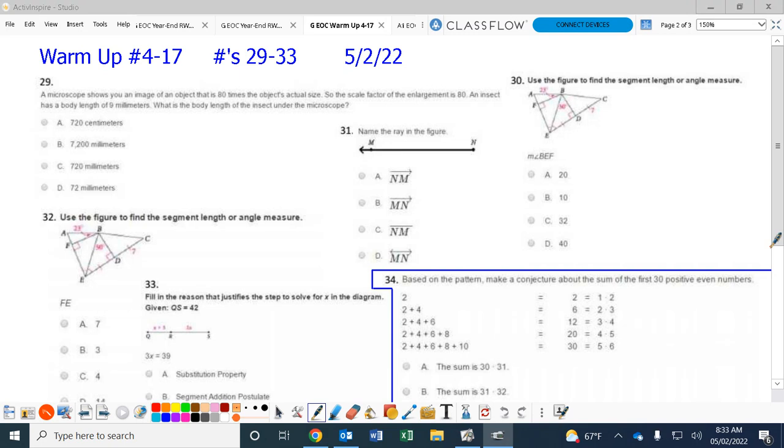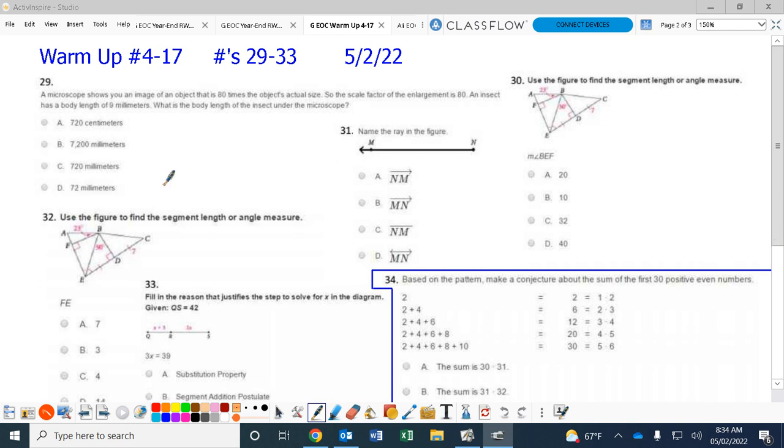Up 417 starts with a problem that says a microscope shows you an image of an object that is 80 times the actual size. So the scale factor of the enlargement is 80. An insect has a body length of 9 millimeters. What is the body length of the insect under the microscope?